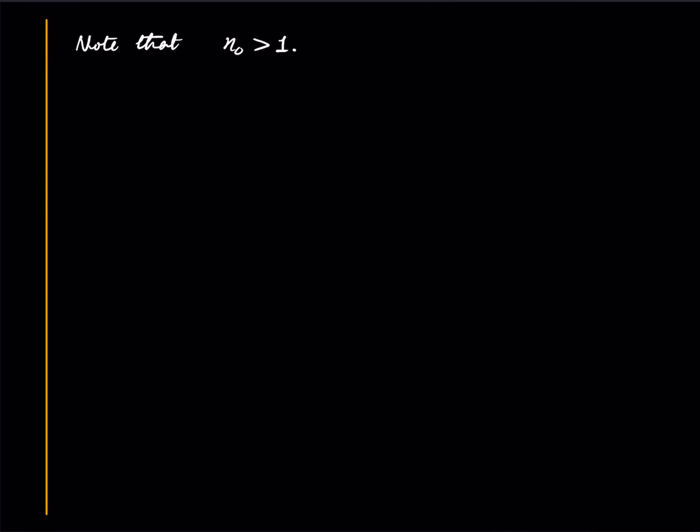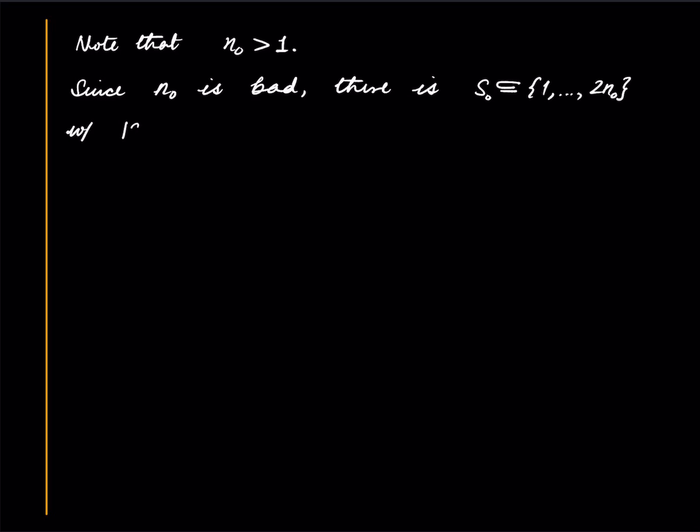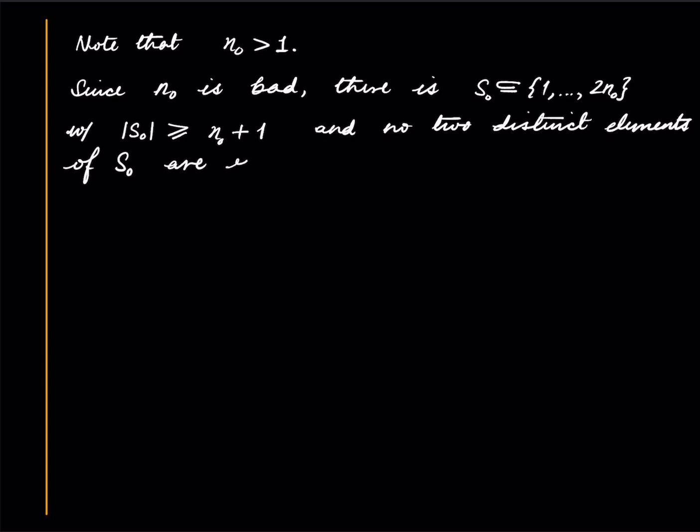Okay. And now here's the thing. Since n naught is bad, there is a subset S naught of the first 2 n naught natural numbers with size of S naught greater than or equal to n naught plus 1, and no two distinct elements of S naught are relatively prime.